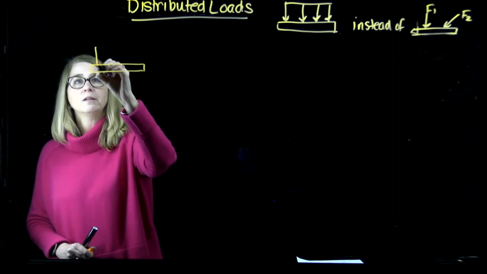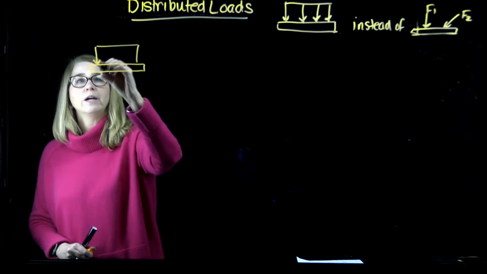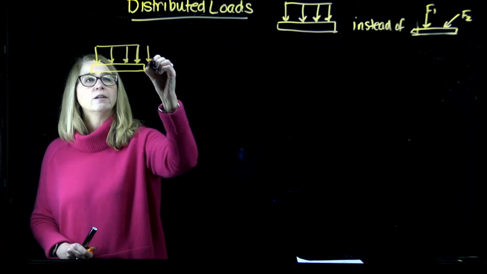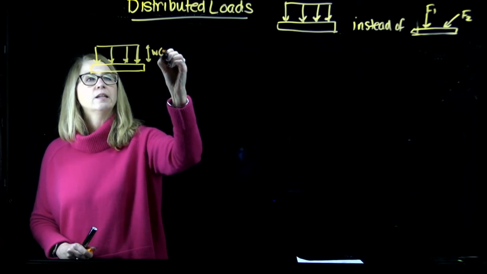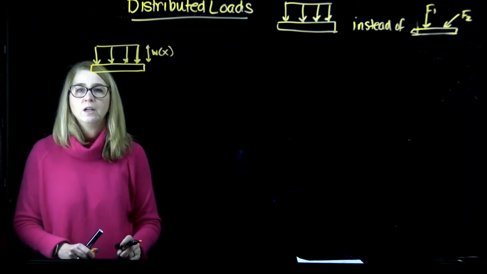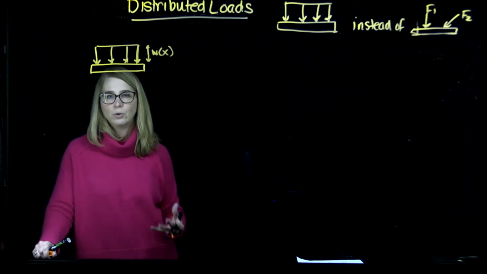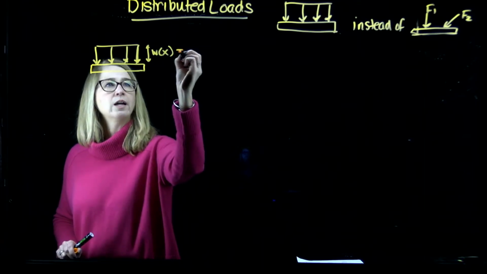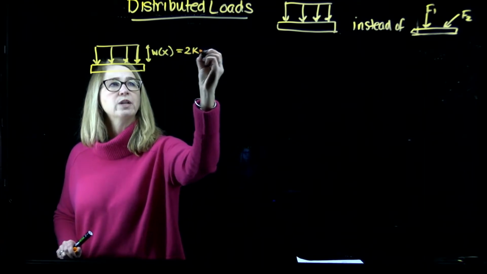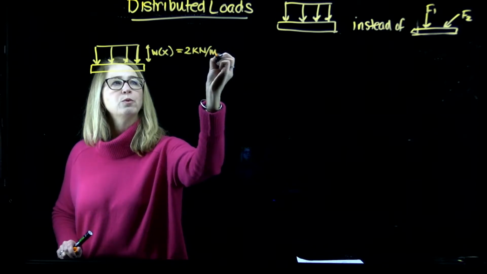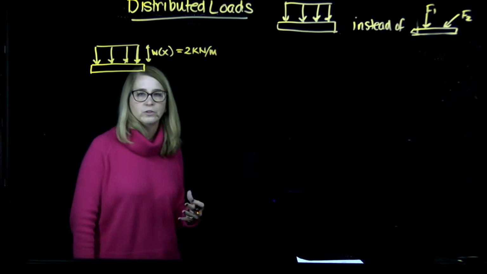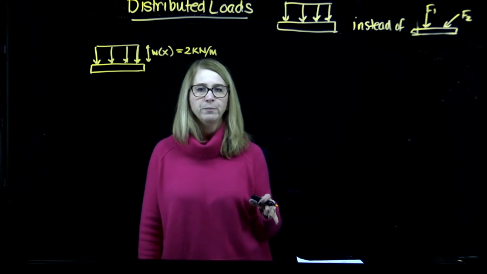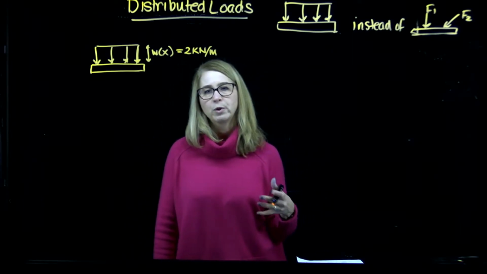here's our beam, and it might have, say, a rectangular shape. And here, they might call this W of X, which really indicates that it's called the loading function, which in this case, because it's just a horizontal line, might just represent 2 kilonewtons per meter. It's always going to be in the units, if we're talking about a two-dimensional picture, of force per length.